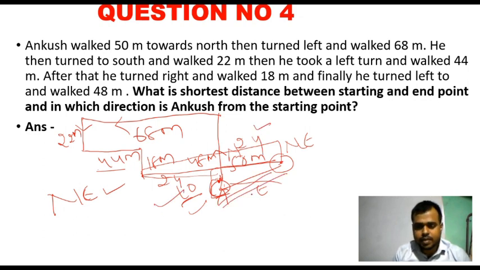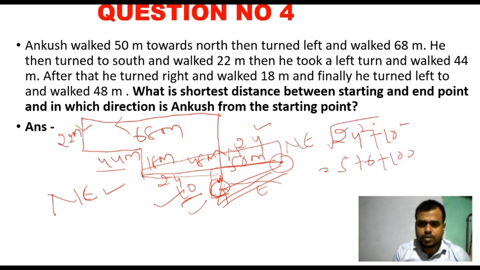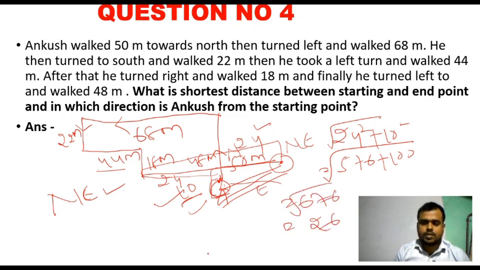So what will be the remaining part? According to the Pythagoras theorem, 24 square plus 10 square, that is root over 576 plus 100, that means root over 676. That means it is 26. So the answer is 26. Now in this way you can solve this question. The answer is 26 meters in the northeast direction.